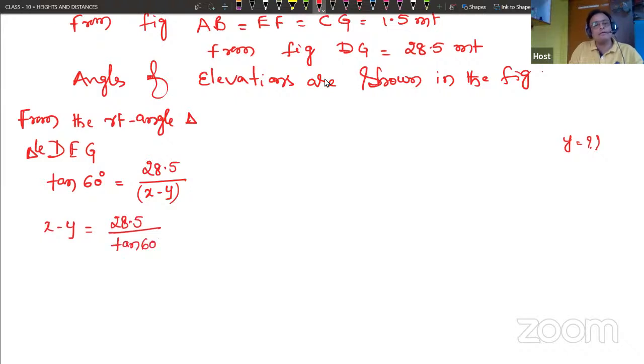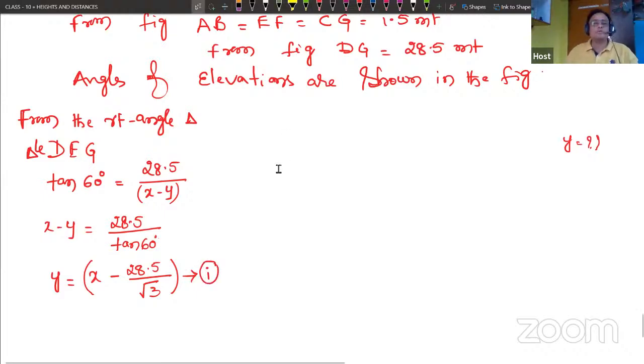And we want y. So you shift y to the right hand side, and 28.5 by tan 60 you shift to that side. That is, y is equal to x minus 28.5 upon tan 60, whose value is root 3. Tan 60 value is root 3. Call it equation 1.